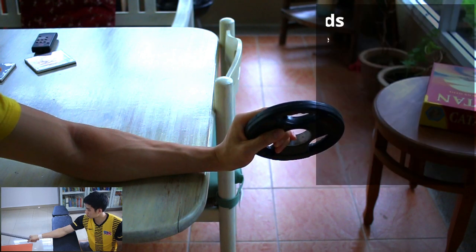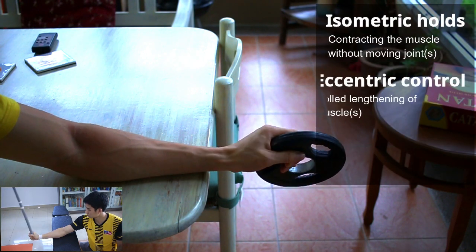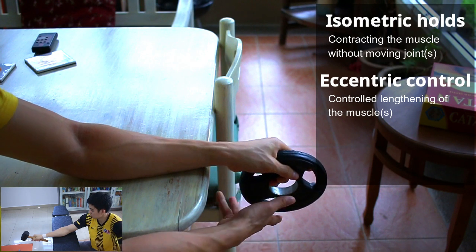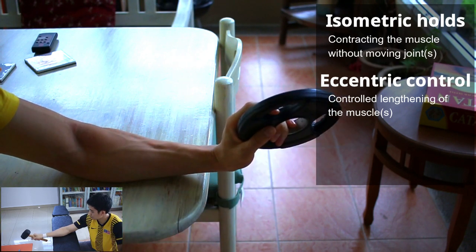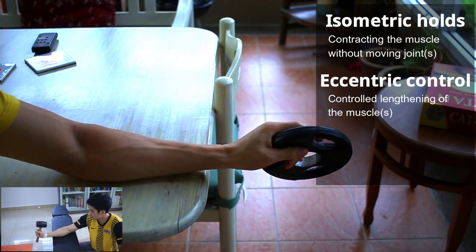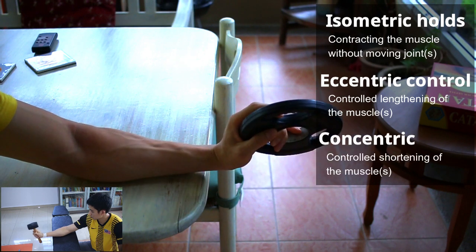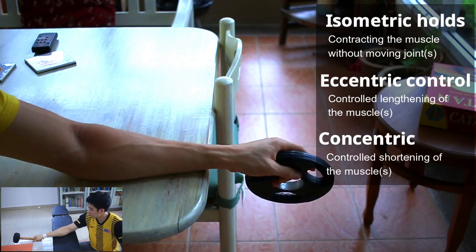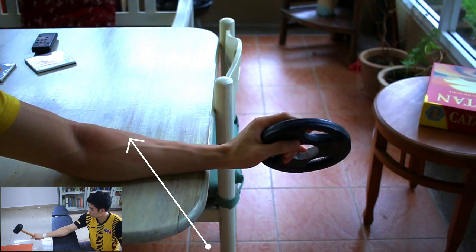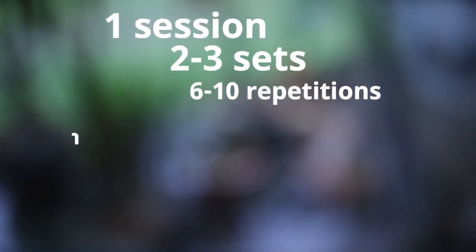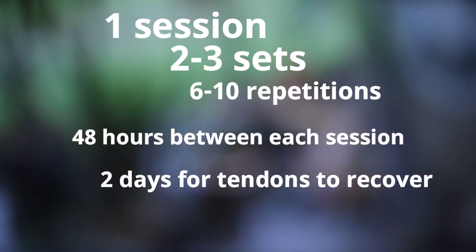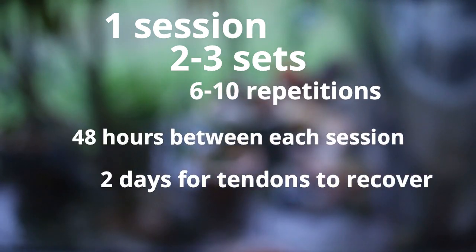You can first start with isometric holds, eccentric, then concentric loading. You will feel these muscles along your radius working. This exercise is to be done 2 to 3 sets of 6 repetitions, 48 hours in between each session, for this is the time required for a tendon to recover.